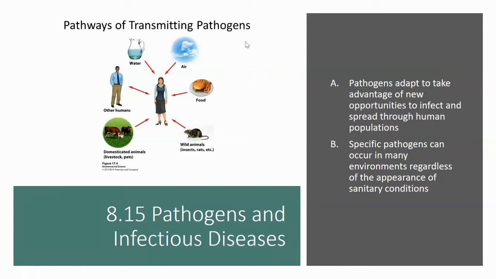I'm here to discuss with us our last topic of Unit 8, and that is 8.15. I know we talked about this slide in class, but I just wanted to review it one more time. So remember, it's important to understand that pollutants obviously are going to harm human health, but there are also biological pathogens and infectious diseases that will also inhibit human health as well.